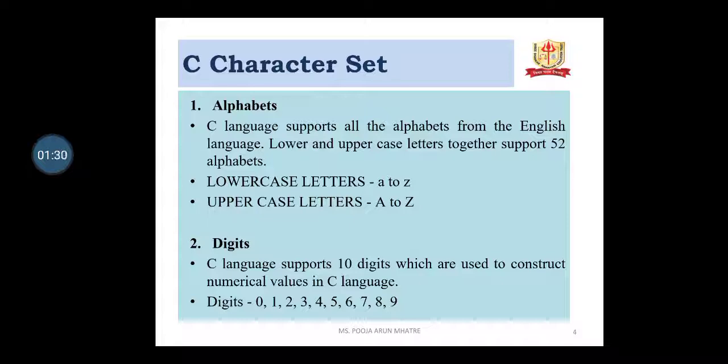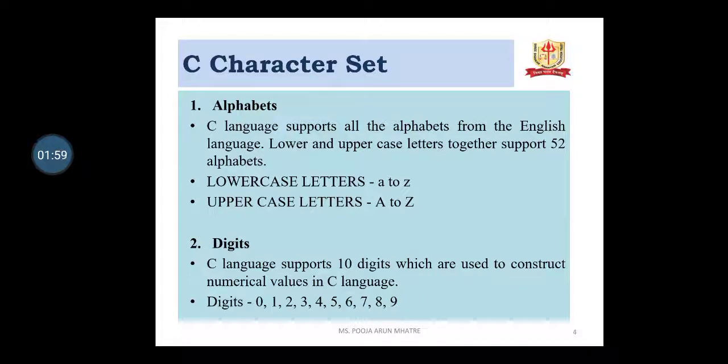Alphabets. C supports all the alphabets from the English language, that is the lowercase and the uppercase letters, and together it supports 52 alphabets. Lowercase letters are small a to z, uppercase letters are capital A to Z. There are a total of 52 alphabets supported in the C character set.